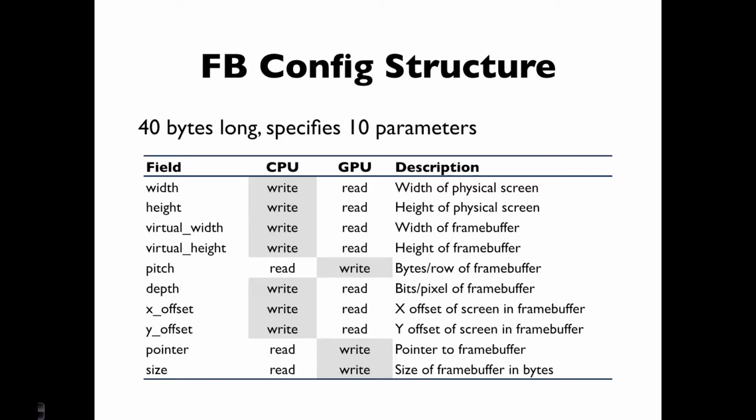If you're the Pi, you can actually write to the width, height, virtual width, and virtual height. So you can actually change those yourself. You can't change what's called the pitch, which is the bytes per row of the frame buffer. We'll get to more details about that later.